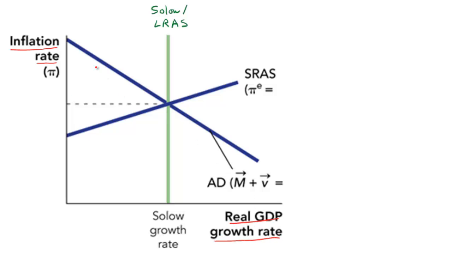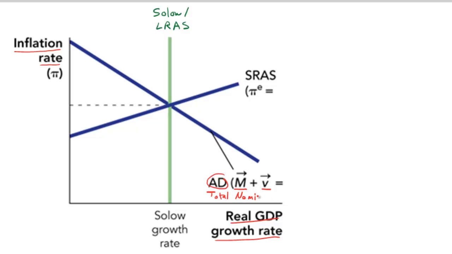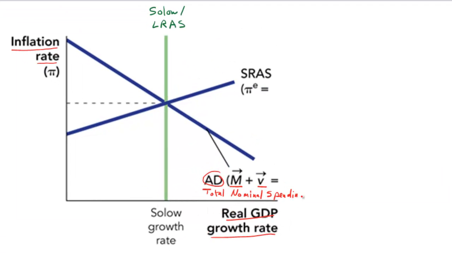Okay, and then we've got aggregate demand. Here it's labeled as delta M plus V, and I'll get into that later on in Unit 5. But think of this as money growth. Remember, I said interpret this as total nominal spending growth. In other words, how much more money is being spent in the economy each year, and that's going to be in a percent growth form.